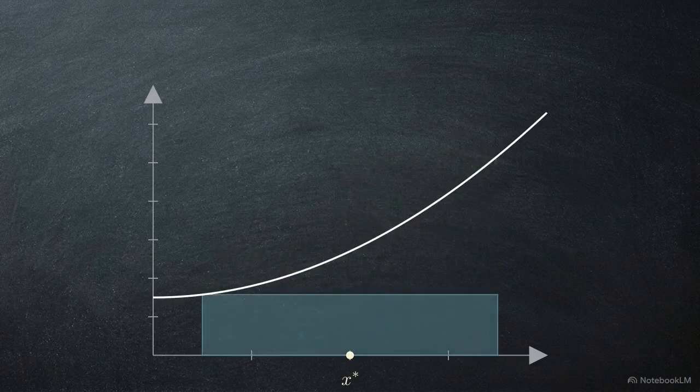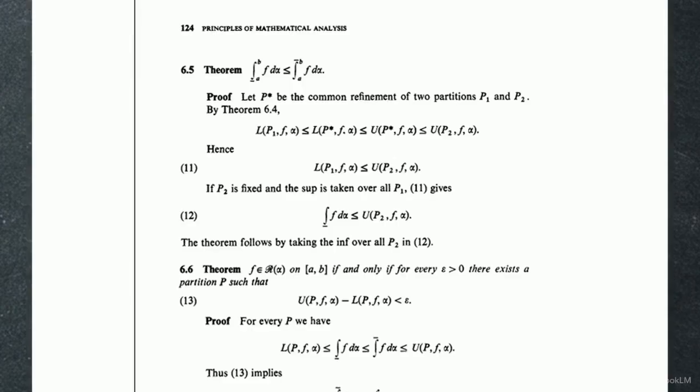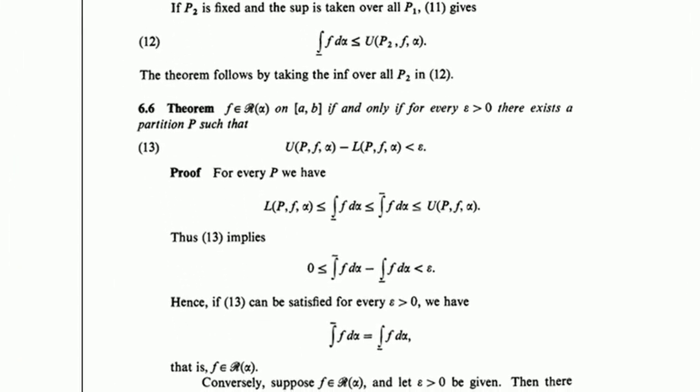Now, visualize exactly what happens to the area of the underestimating lower rectangles when we add that same point. The lower rectangles rise to capture more area. As overestimates drop and underestimates rise, the gap shrinks. This leads to theorem 6.6. A function is integrable if the difference between upper and lower sums is less than any arbitrarily small number, epsilon.